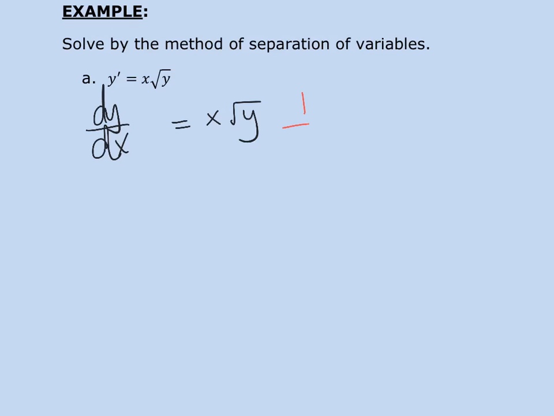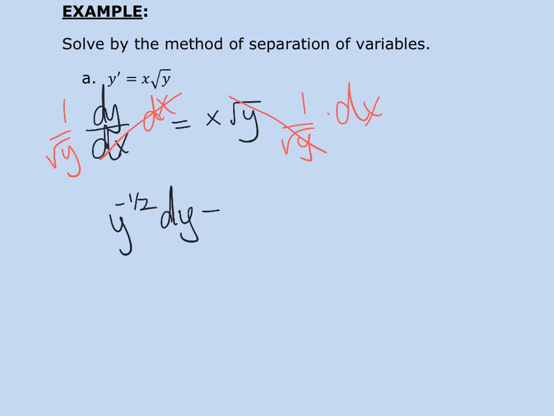So let's go ahead and multiply both sides by 1 over the square root of y, and that will cancel out the square root of y on the right-hand side. And let's multiply dx to both sides, and that will eliminate the dx on the left-hand side. So what I now have is 1 over the square root of y, and I'm going to write that as y raised to the negative 1/2, dy is equal to x dx.